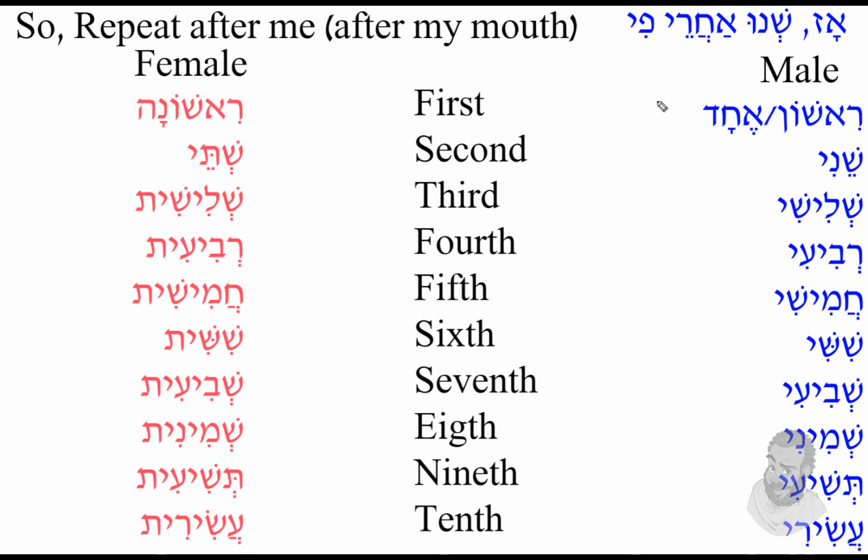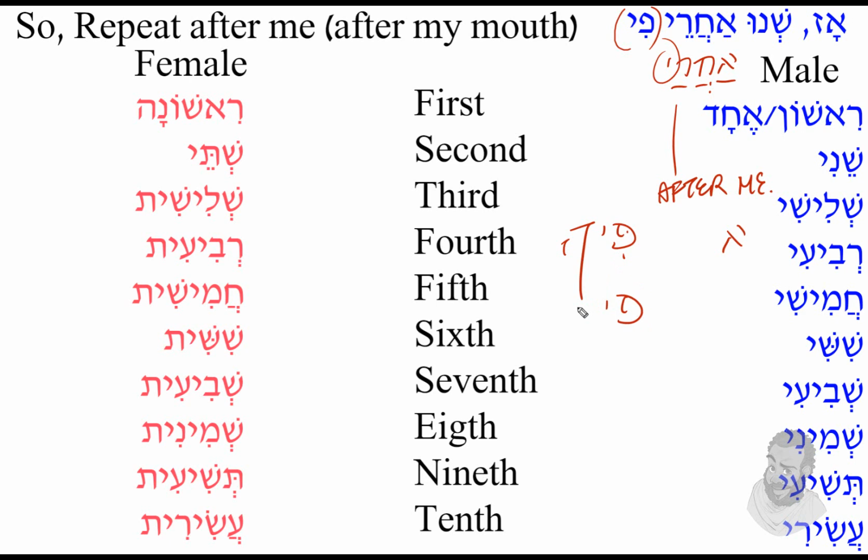So repeat after me. Az shenu ahare fi. Right? So you don't really need this. You can say aharai. And this is after me. After you, after him, after her, you add the suffixes in Hebrew. Okay, so this will be a suffix, just like how you have picha, your mouth, pich, your mouth, feminine singular. The same thing with ahar, which is where it comes from, okay? Ahar, you add on whichever suffix.